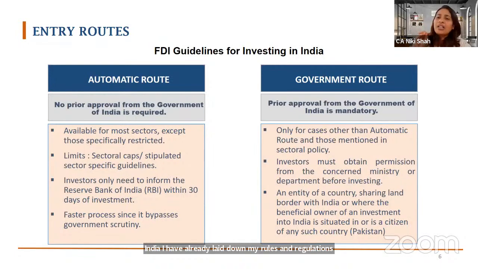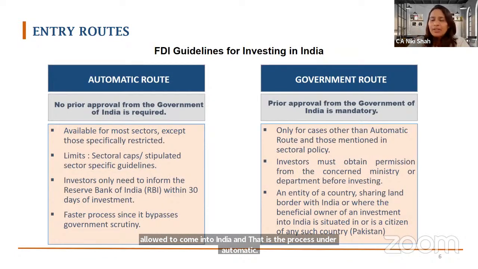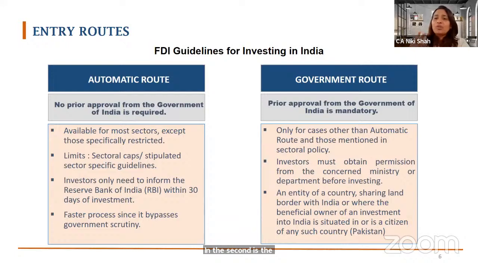and you are allowed to come into India and intimate me once you have come to India. That is the process under automatic. The second is the government route, which says that if you want to bring your funds into India in particular sectors, which are the sectors where the government has put some restrictions, then before coming to India, you need to take permission from them. That is the approval route.